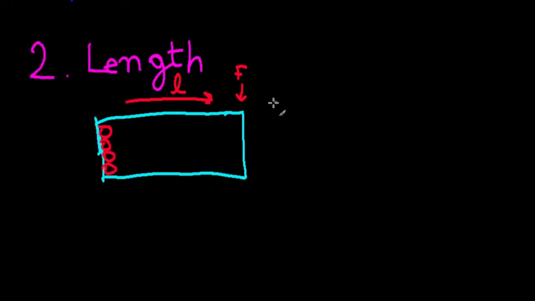Now what happens if instead of this small track, this length of track, what happens if I had a longer track? So actually, let's see. What happens if I had a longer track?